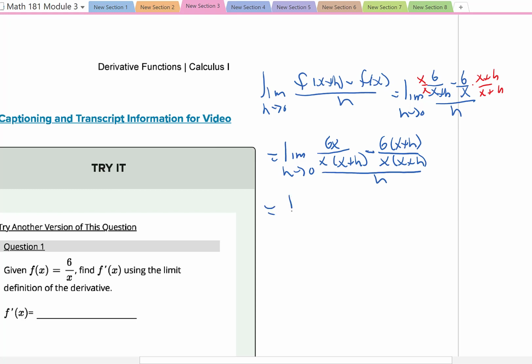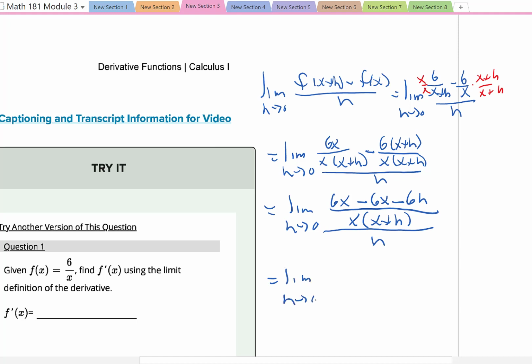And we distribute through, we have the limit as h goes to 0. By the way, we have the same denominator now, so we'd have 6x minus 6x minus 6h. I am combining these numerators, and that's subtracting the second one and distributing that second one, all over x times x plus h, all over h. So we have the limit as h goes to 0. The 6x's will go away. They subtract out to 0. And what's interesting here is that we have this negative 6h over x times x plus h.